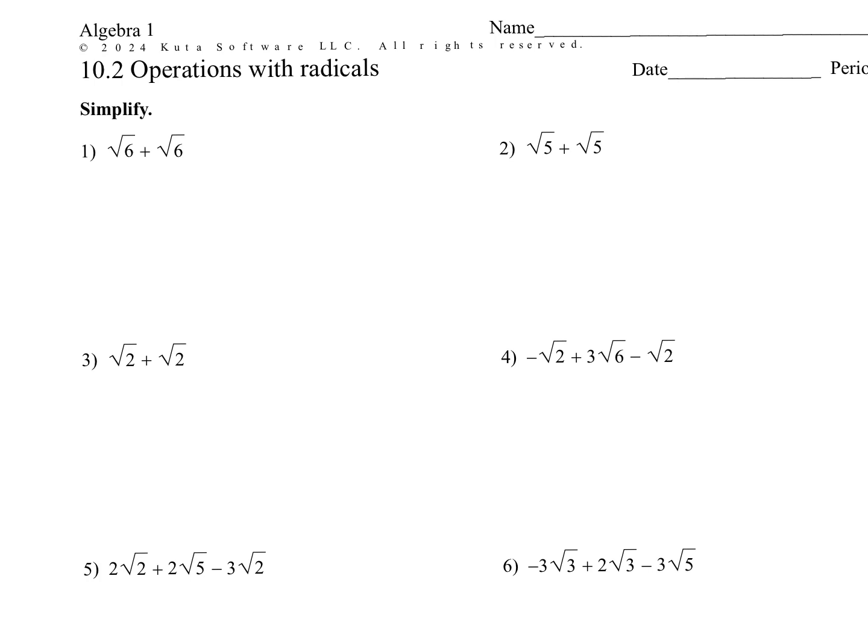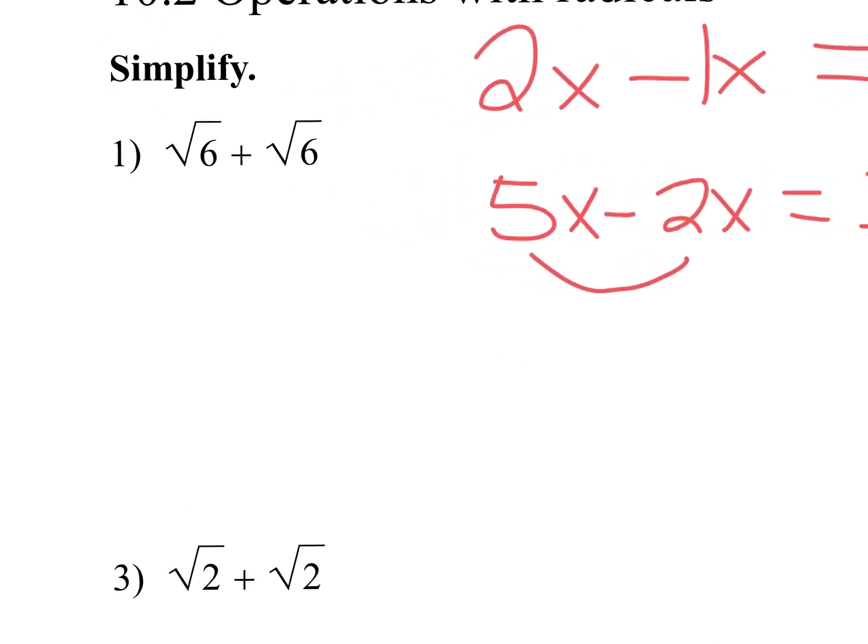Think of 2x minus x. What's 2x minus x? 2x minus 1x. 1x. Okay, maybe I should have started with 5x minus 2x. What's 5x minus 2x? 3x. So you're just subtracting or adding those numbers that are in front, right? With the x's. Similar thing here.